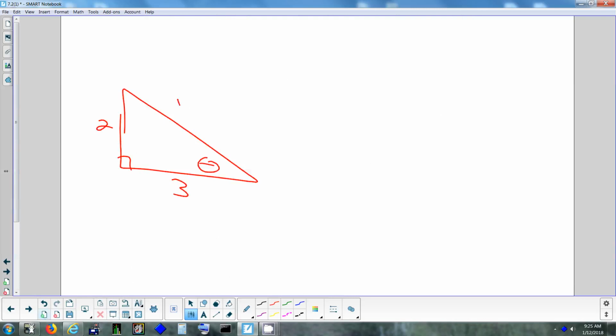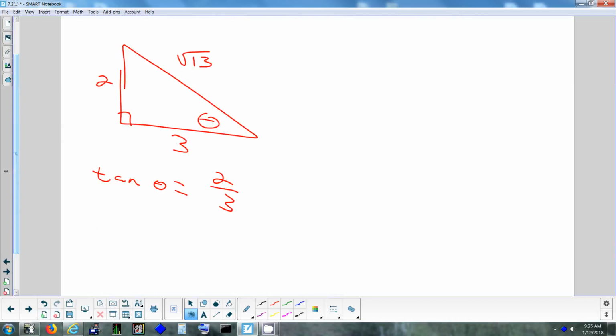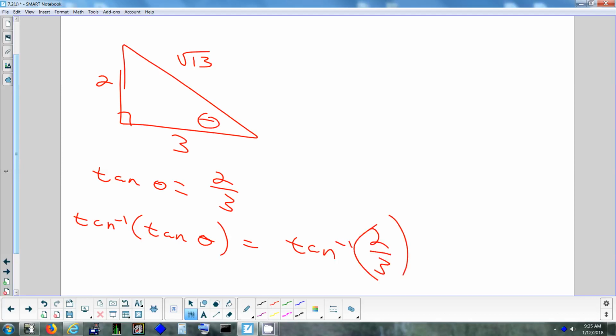And then we find the hypotenuse. And I would say find theta. Well, to find theta, you could do something like tangent of theta equals 2/3. And then from this step, you would take the inverse tangent of each side. Right, something like that. So you're doing the inverse tangent of the regular tangent.